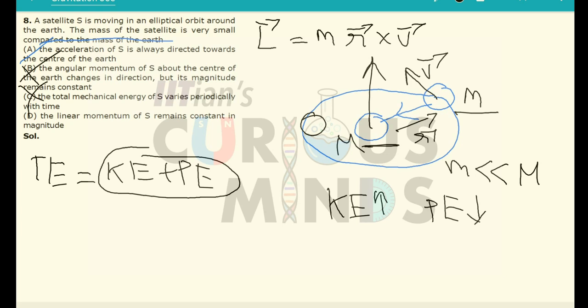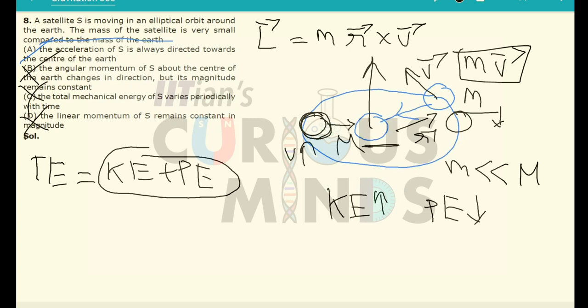Option number D: the linear momentum of S remains constant in magnitude. Linear momentum will be equal to m into v. Forget about the vector sign, they have asked only the magnitude. In an ellipse, when a satellite or any object approaches the planet, the velocity increases, and as it moves away from the planet, the velocity decreases. So the velocity does not remain the same, so the linear momentum will also not remain the same. So option number D is also incorrect. So the correct answer is only option number A.